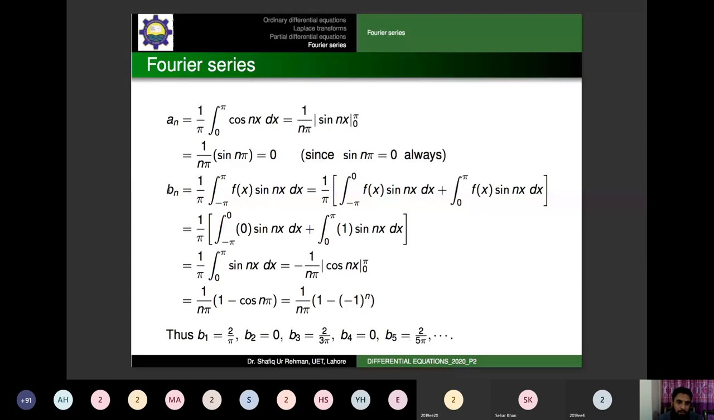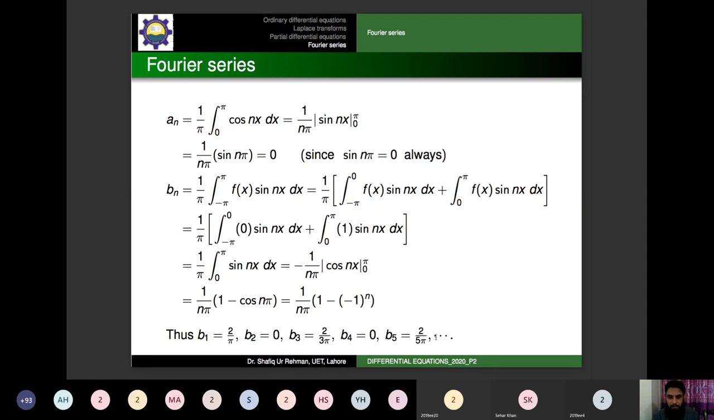For n equal to 2, we will be having B2. So 1 upon 2 pi times 1 minus 1 raised to power 2, which means it's positive 1. So 1 minus 1 is 0. So B2 is going to be 0. Similarly, B3 for n equal to 3 is going to be that one. B4 is 0, B5 is 0. So what can we expect about B6? It is also going to be 0. So it's very systematic.